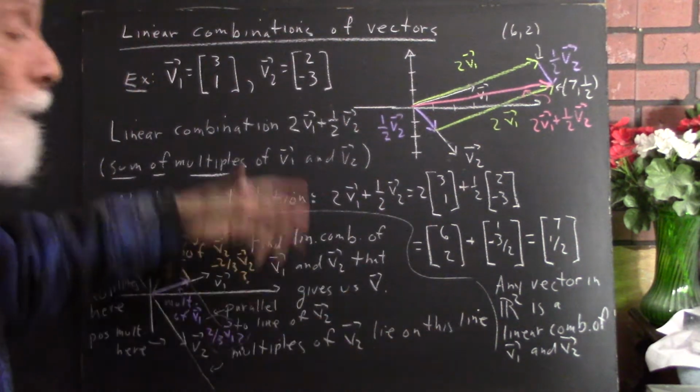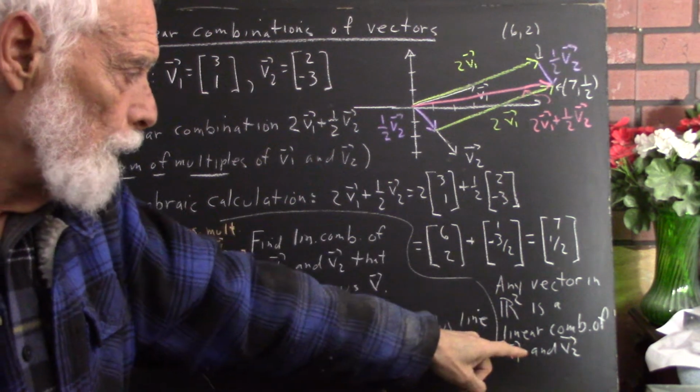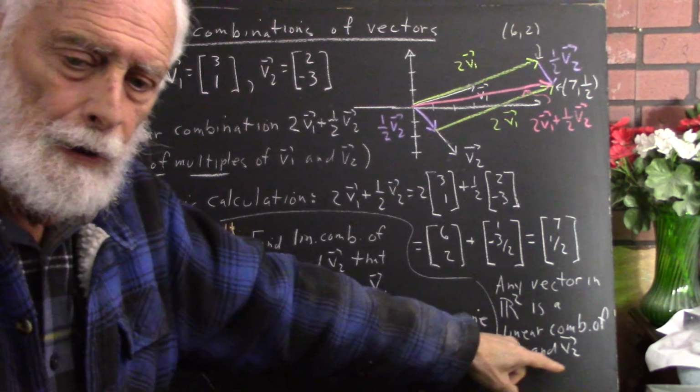If we want to get down here, we do the same thing. We get to any point in the plane, and we say any vector in R2, therefore, appears to be a linear combination of v1 and v2.